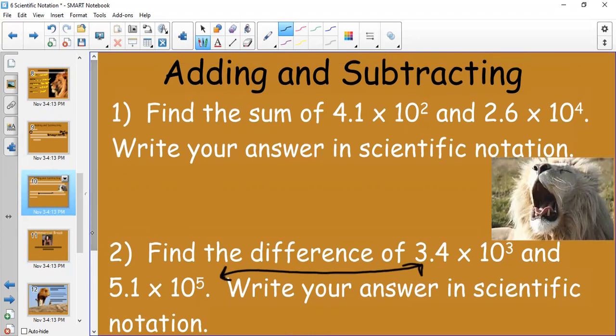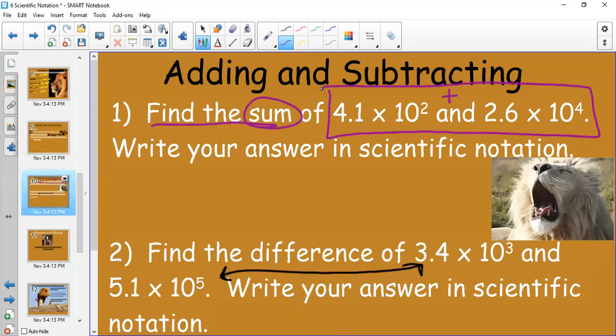Okay, so let's do 2 examples of adding and subtracting. First off, you have to identify what it's asking for. So it says find the sum. Sum means to add the 2 numbers. So I am doing 4.1 times 10 to the second plus 2.6 times 10 to the fourth. Okay, so I'm going to follow those steps.